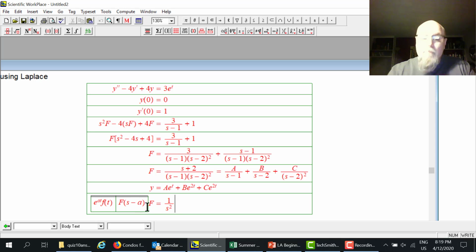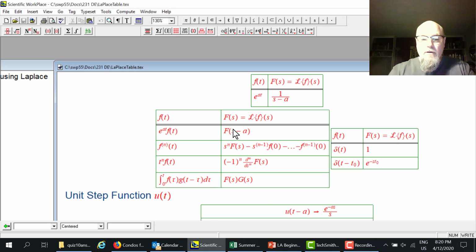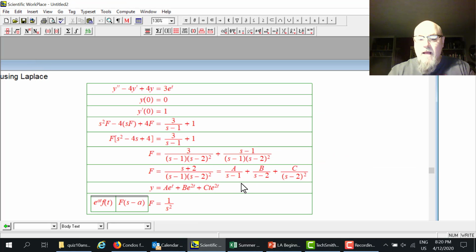So the original big F is 1 over s squared, which makes the original little f t, because t transforms into that. So I want to multiply that by t, but I'm just going to put the t here. So I did use this rule. I could have also used this rule. Long story short, I've unLaplaced it.